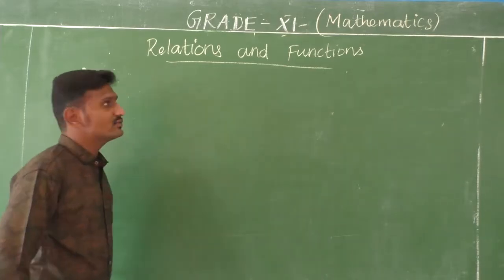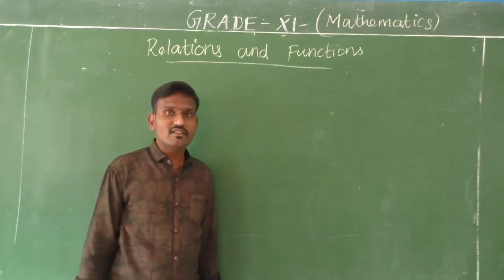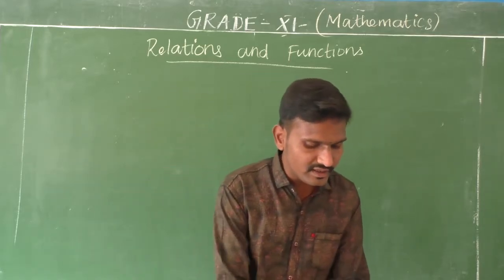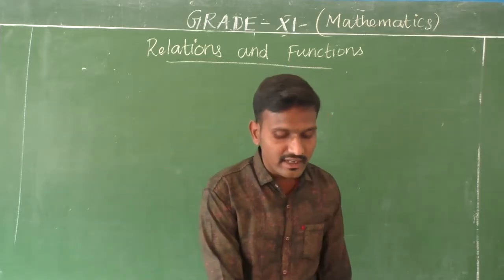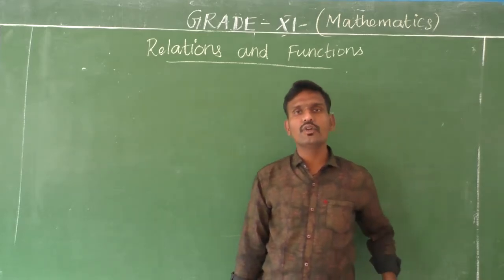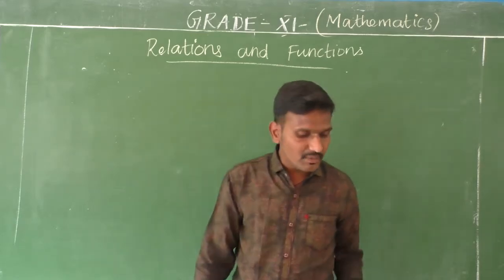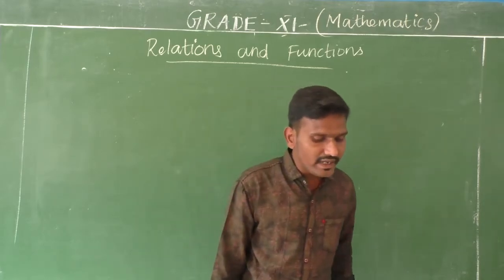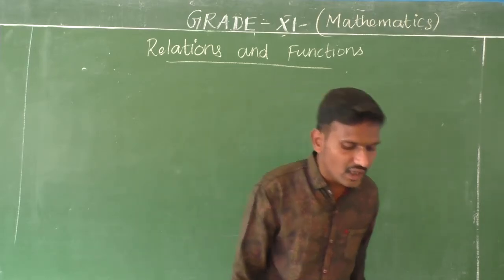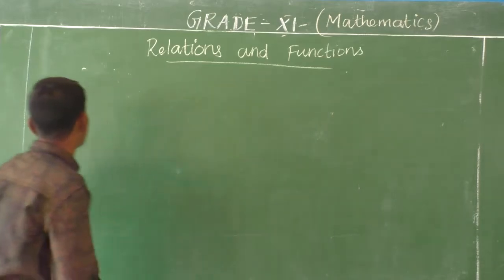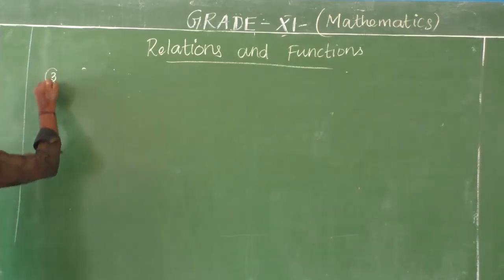So this is the class that continues the last exercise for relations and functions. Already we completed the 3 exercises in the second chapter, relations and functions. In the third exercise only 2 questions are pending. For questions 1 and 5, I gave you the homework. Now I want to move on to questions 2, 3, 4. First I will give you the third question.